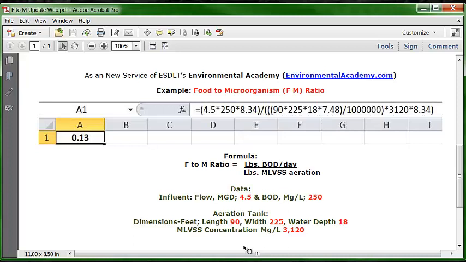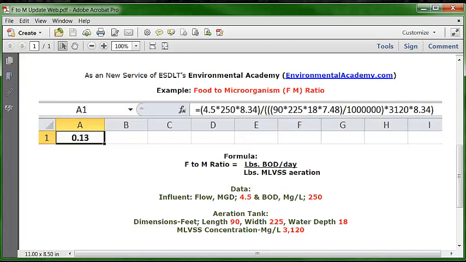And then we need to have the MLVSS, which you see down here is 3120. So we're going to multiply the 3120 by the standard conversion factor from gallons to pounds, which is 8.34. You multiply and divide all that, get everything in the proper parentheses for the appropriate order of operations, and your answer is going to be an F-to-M ratio of 0.13. Now that's the basic formula, and that's how you calculate it, and you can actually put this in your Excel spreadsheet and just change your actual numbers.